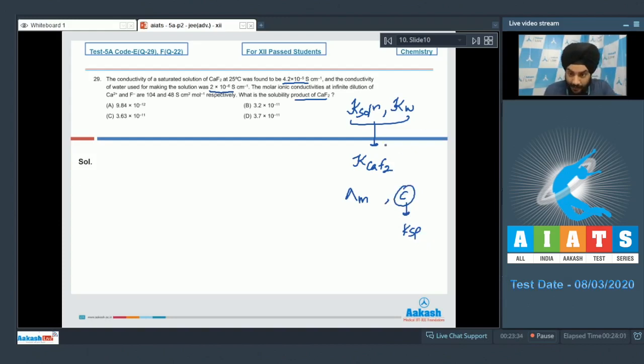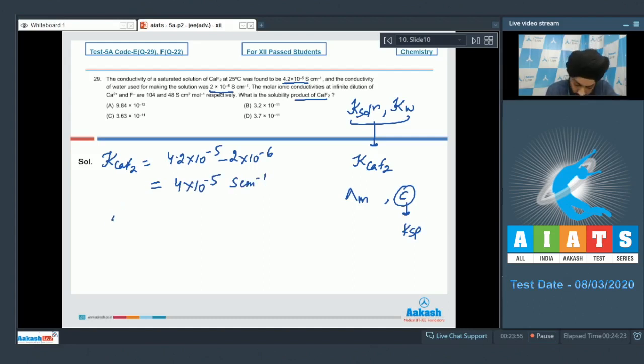So we first have to find the kappa of CaF2. That will be the difference between the kappa of the solution and the kappa of the water. So kappa of CaF2 will be equal to 4.2 into 10 to the power minus 5 minus 2 into 10 to the power minus 6. So this will be equal to 4 into 10 to the power minus 5 Siemens centimeter inverse.